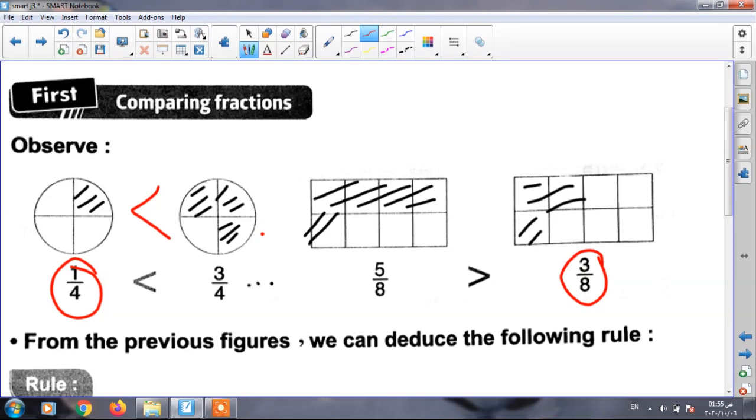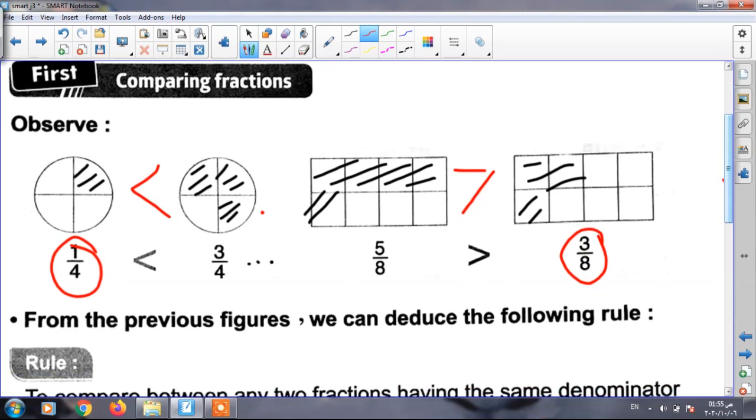And here, from the shapes, where is the biggest colored part? The first or the second? Excellent, the first. So here 5 over 8 is bigger than, or greater than, 3 over 8. Okay?